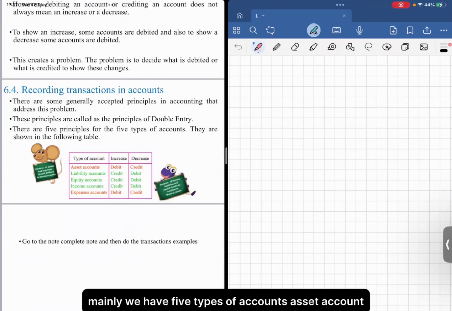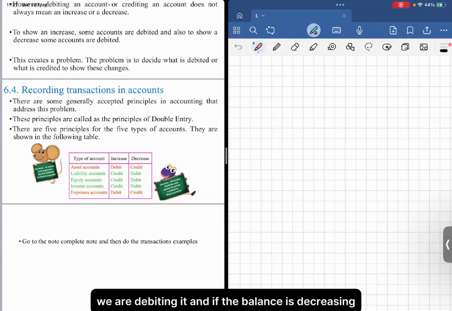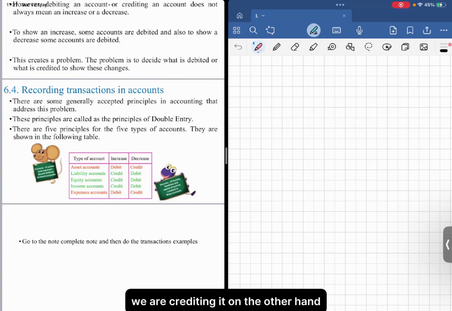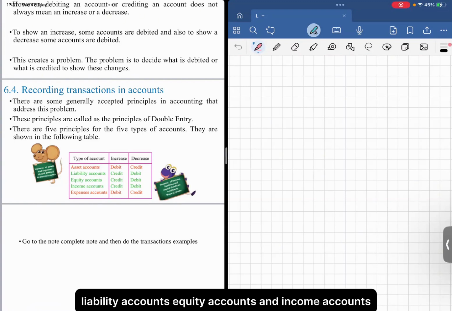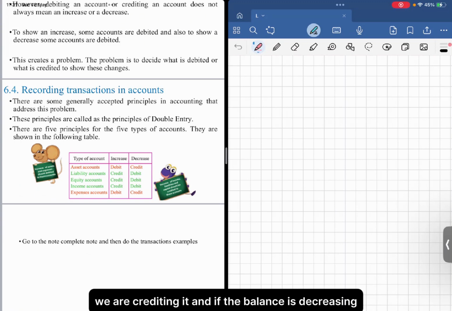Mainly, we have five types of accounts: asset account, liability account, equity account, income account, and expense account. Asset accounts and expense accounts, if the balance is increasing, we are debiting it, and if the balance is decreasing, we are crediting it. On the other hand, liability accounts, equity accounts, and income accounts, if the balance is increasing, we are crediting it, and if the balance is decreasing, we are debiting it. So that is the basics of the double entry principle.